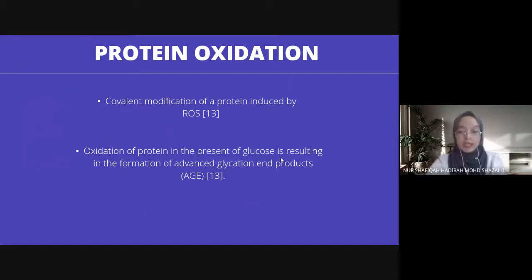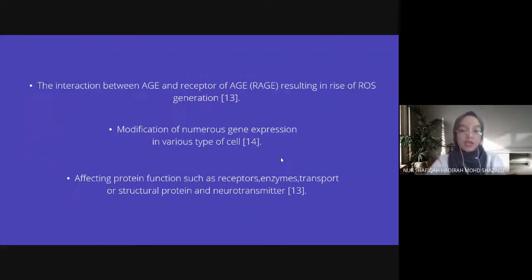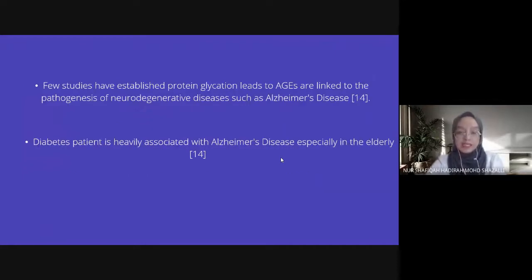Next, we will look at protein oxidation. Protein oxidation is a covalent modification of a protein induced by ROS. Oxidation of protein in the presence of glucose results in the formation of advanced glycation end products. The interaction between advanced glycation end products and the receptor of AGE results in a rise of ROS generation. This can lead to modification of numerous gene expressions in various types of cells, which can affect protein functions such as receptors, enzymes, transport or structural proteins, and neurotransmitters.